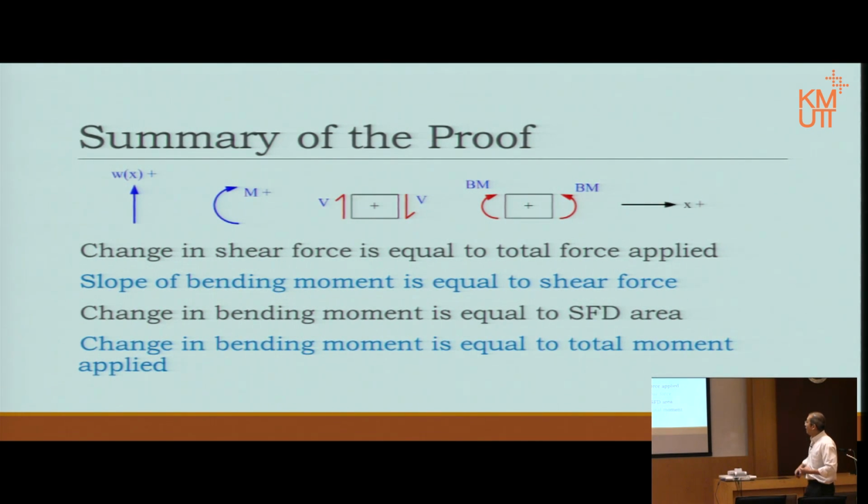And we also proved that the moment doesn't affect the shear force, but just ignore that because it's not really a thing that we have to do anything with. Then the last one is the change in the bending moment. If there is a moment applied, then it's equal to the exact amount of that moment applied. Positive to positive, the same. So that is the end of the theory. That is the end of the proof.